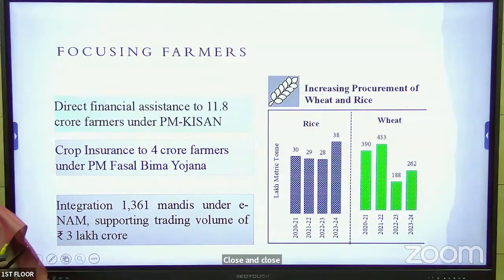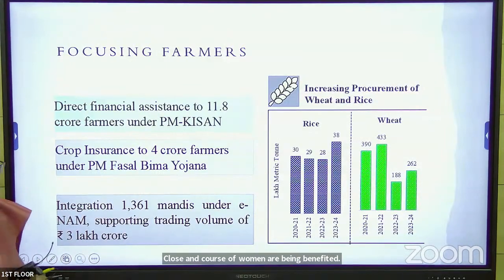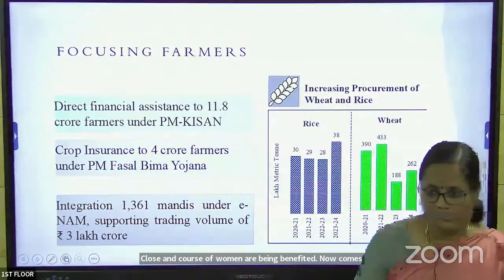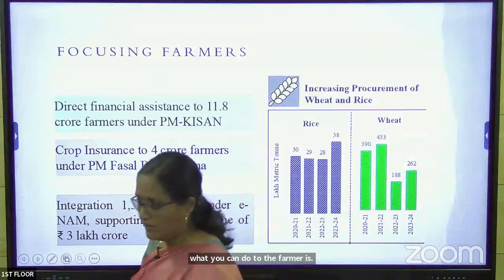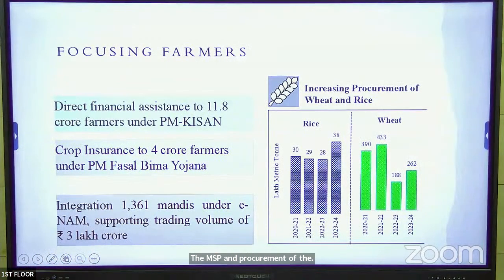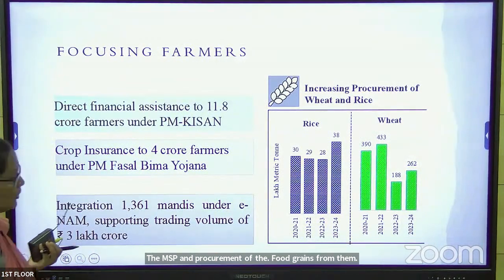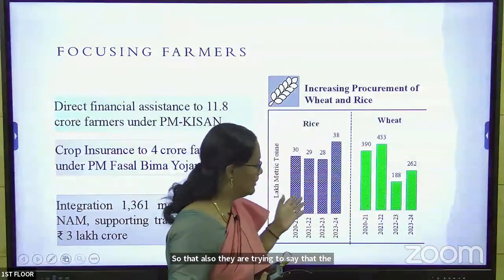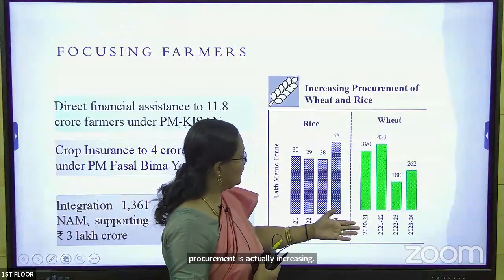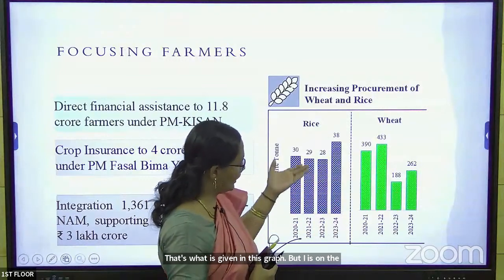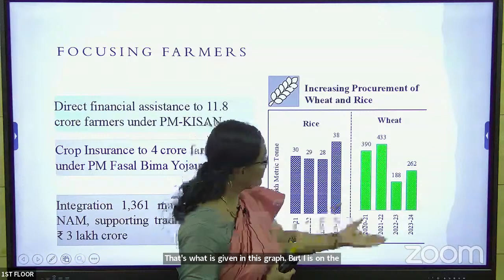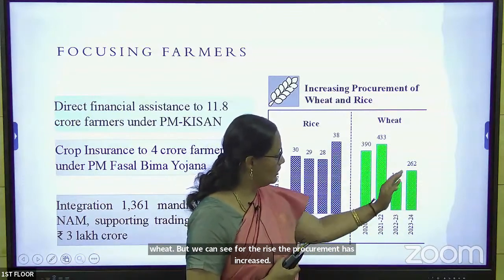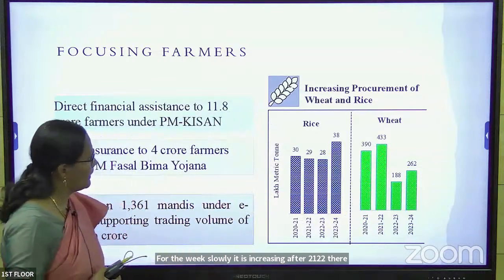Now comes our Annadata, where the major thing you can do for the farmer is the MSP and procurement of the food grains from them. So they are also trying to say that the procurement is actually increasing. That's what is given in this graph. The rice and the wheat, but we can see that for the rice the procurement has increased. For the wheat, slowly it is increasing. After 21-22 there was a dip, but now it is again increasing.